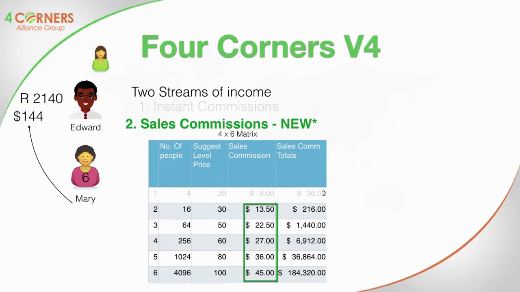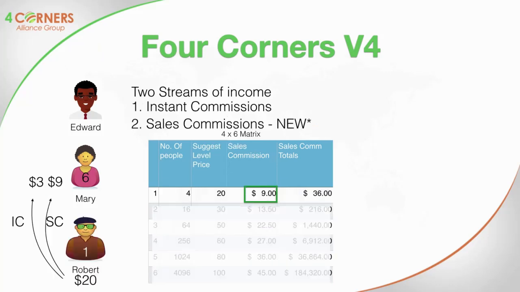Now we're going to introduce somebody new here. Mary sponsors Robert. Robert purchases product set 1. And just like when Mary purchased product set 1, in this case, there is an instant commission that gets paid up 1 row, which is $3 from the instant commission table. So Mary receives that. Mary also receives the $9 sales commission from Robert.